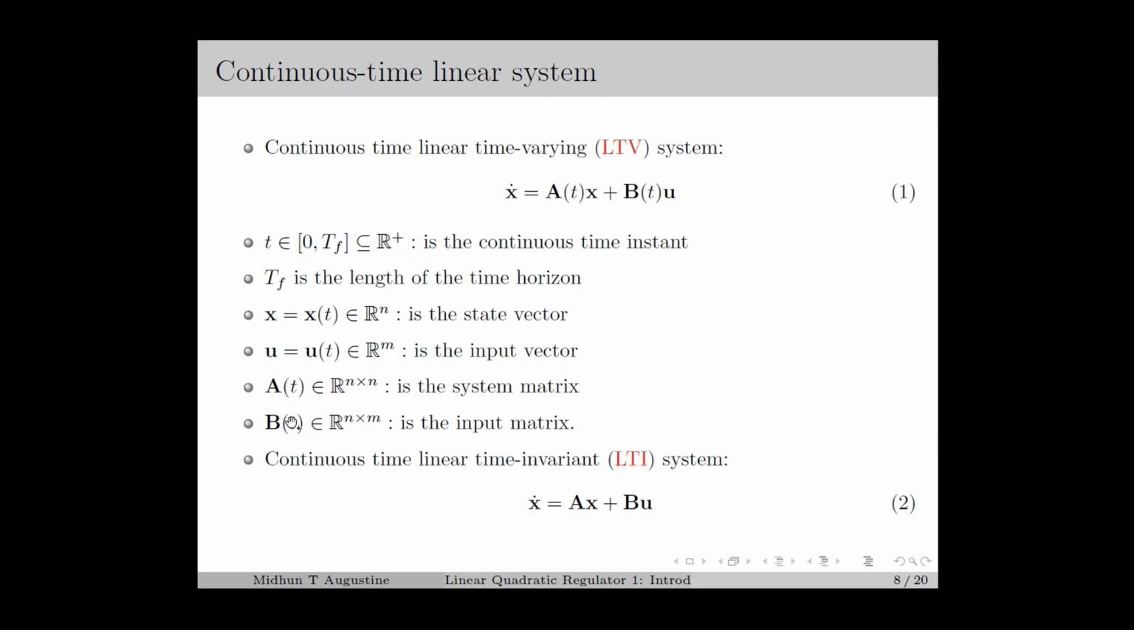A special case occurs when A of t and B of t are constant matrices that do not change with time. In that case, we call the system a linear time invariant or LTI system and it can be represented as in equation number 2.